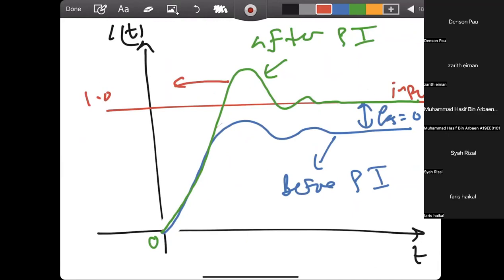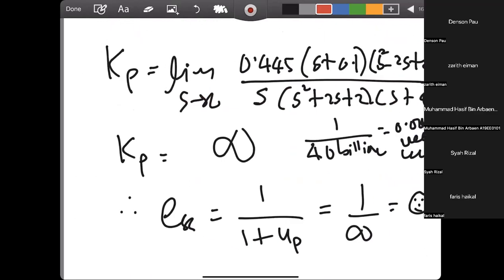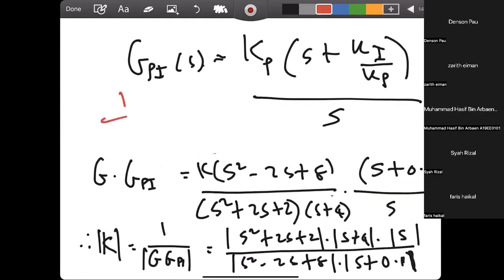Doctor, just one last question. When we found K for the GPI, why did we reverse it? Why is it denominator over numerator? Because it's 1 over GPI. Oh, okay. That's why the denominator part is at the top and the numerator part at the bottom. Yes. Okay, thank you.